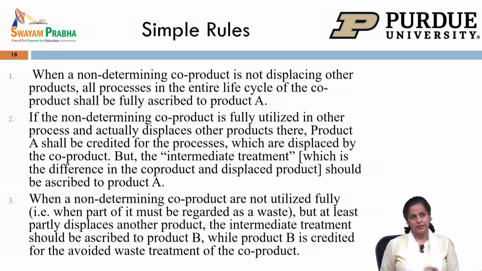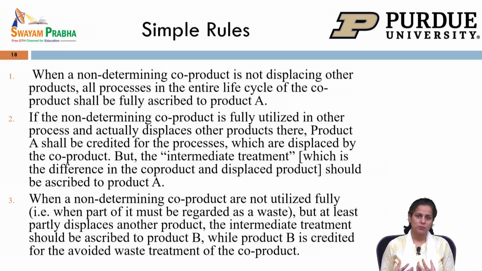Then the third scenario for the fate of the non-determining product is that your co-product is not utilized fully. That is, some part of it is disregarded as waste, but it at least partly displaces another product. In this case, the intermediate treatment should be ascribed to product B. So, you see there is a difference here, because now not all of the co-product is being utilized in product B, some part is waste. What that means is that there is a demand for that waste that product B is using. So, product B is now responsible for the treatment.